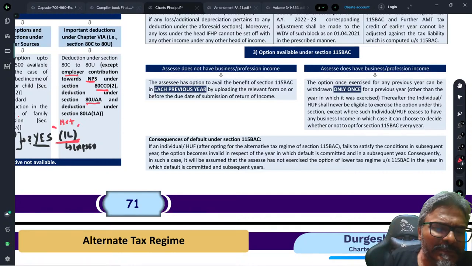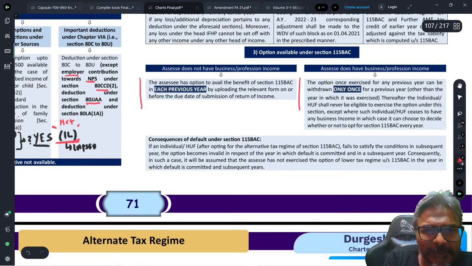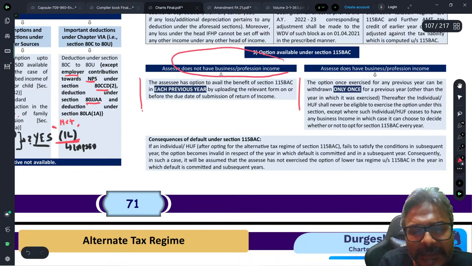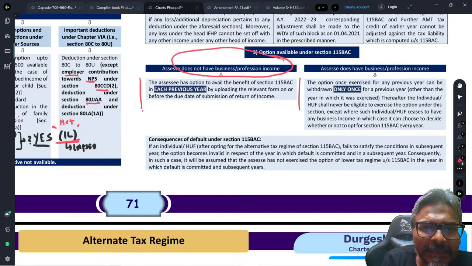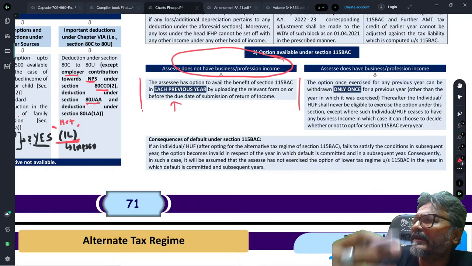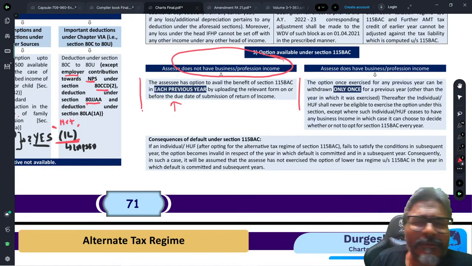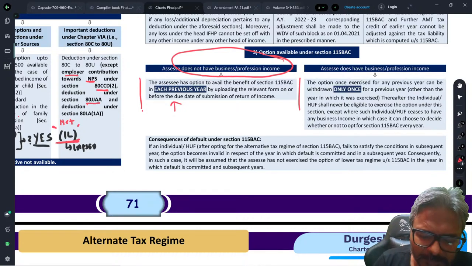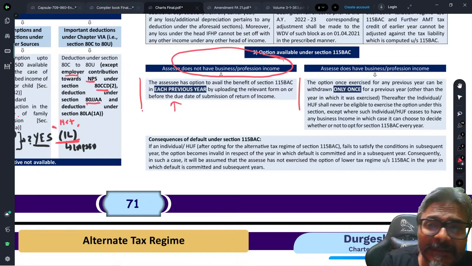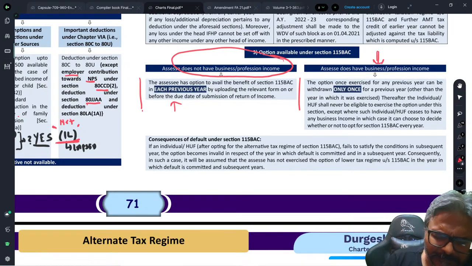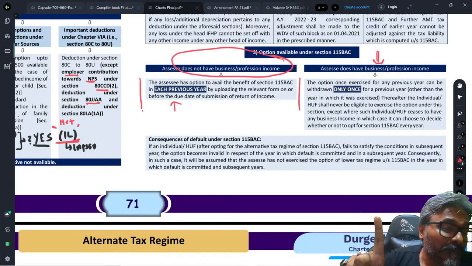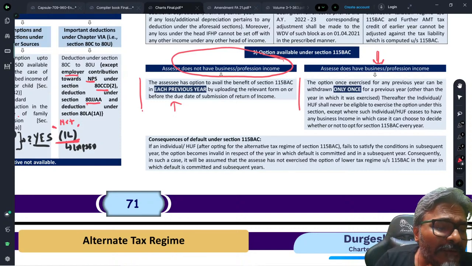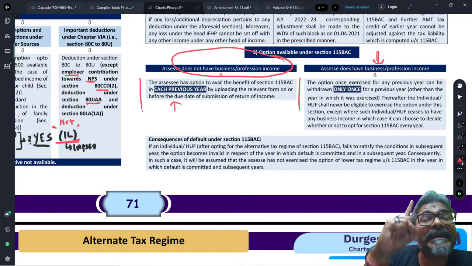But in the case of individuals, students, there is a peculiar situation that arises. Please have a look at what this peculiar position is. If the individual does not have any business income, then every year they will have the option of opt-in and opt-out. Means they will decide every year whether they want to go for 115BAC or the normal provision. Whereas if the individual has got a business income, then once they have opted in for 115BAC, they will have once in their lifetime the option to opt out.